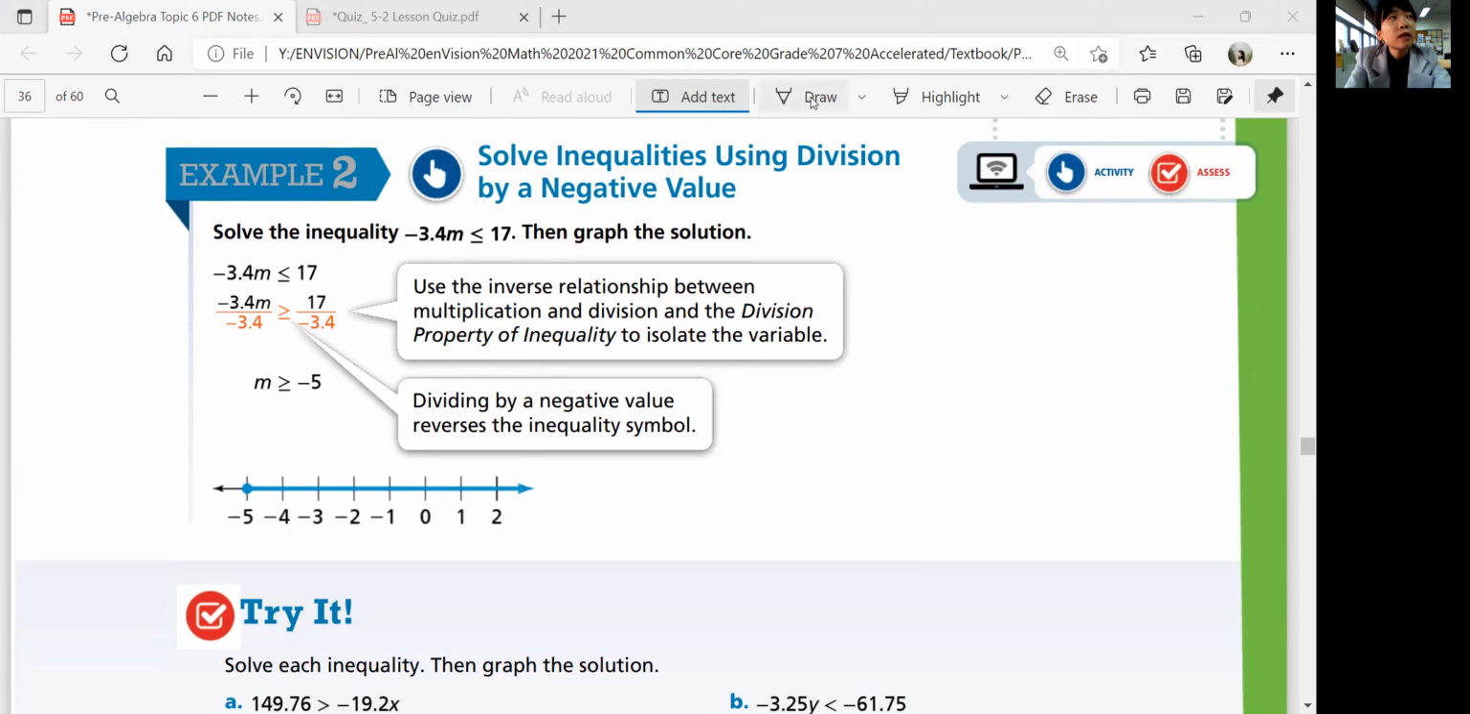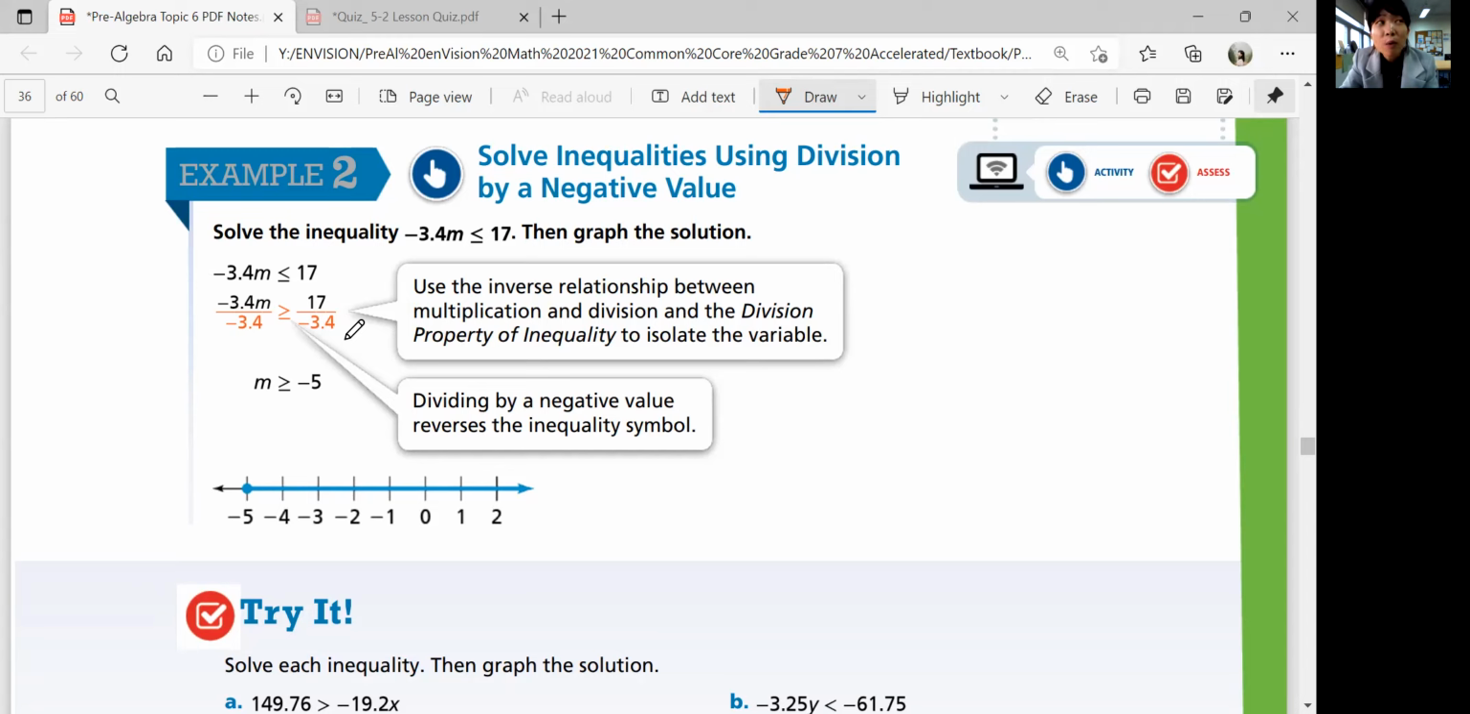Solve the inequality negative 3.4m less than or equal to 17, and then you're going to graph it. When you divide by a negative number, you need to reverse the inequality symbol because by dividing by a negative, your positive number 17 becomes a negative number. So by dividing or multiplying by a negative number, you're basically switching the direction of your inequality on the number line.